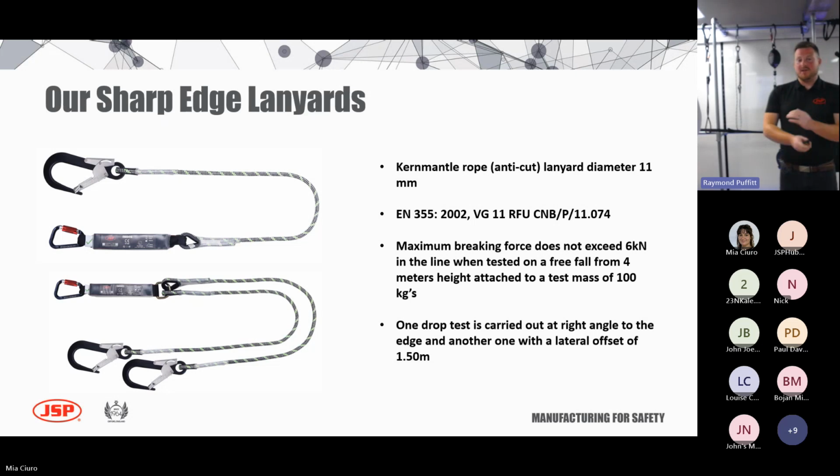And then below that, you can see it's then done at a right angle as well. Okay, so that right angle is done with a lateral offset of 1.5 meters. And again, that will just make sure that the subject doesn't experience more than 6 kilonewtons during the fall.